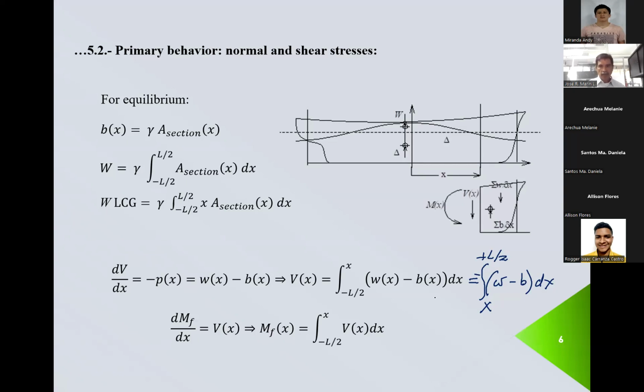So if this is equal, that means I can take this to the left-hand side, and the combination of the two would be equal to 0. If you combine from minus L over 2 to x, and from x to L over 2, this is equal to this, because the integration of b of x is w. Integration of b of x is this. I'll use this subindex here.